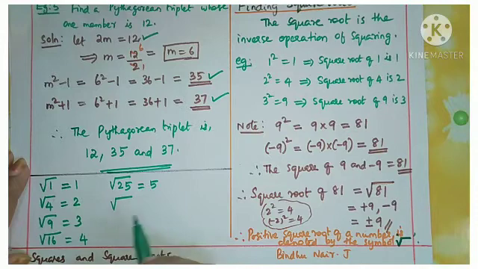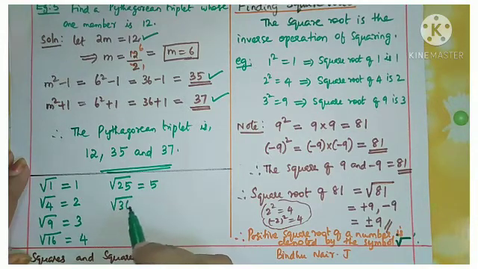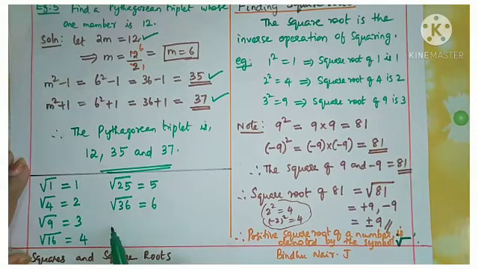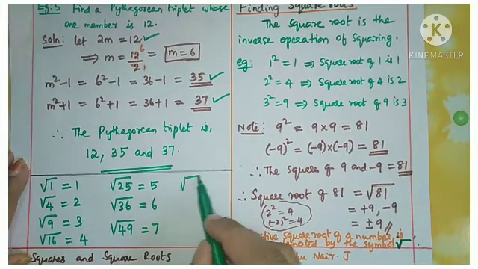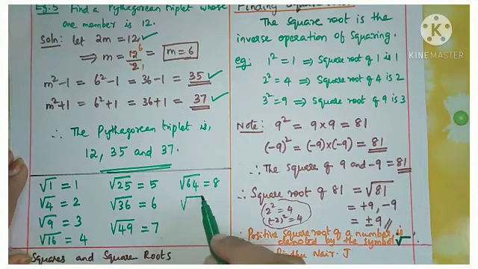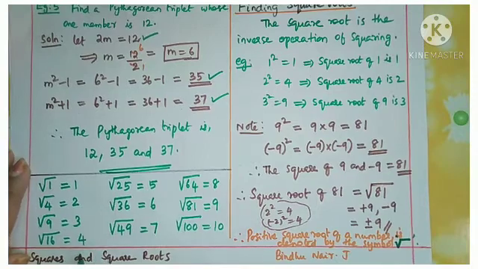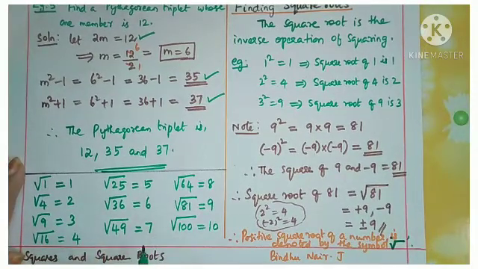Who is the next square number of 6? Yes, 36. The square root of 36 is 6. Next is 7 square, 49. Square root is 7. Next 8 square, that is 64. Square root is 8. Then 9 square, 81. Square root is 9. 10 square, 100. Square root is 10. So in this lesson we are discussing only the positive square roots.